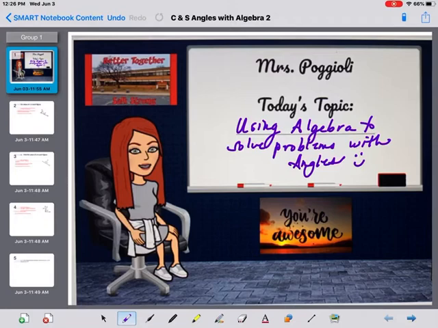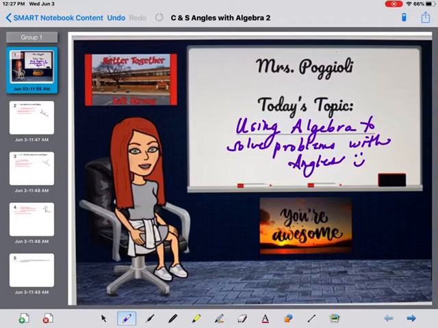Today I just wanted to go over some problems with you on how we can use algebra to solve problems that involve complementary and supplementary angles. Over the last couple of days, we've solved pretty basic problems where if we know angles are complementary and we are given one angle measure, we could subtract that measure from 90 to get the measure of the other angle. And if we have supplementary angles and one given angle, we know we can subtract that angle measure from 180 to get the measure of the other angle.